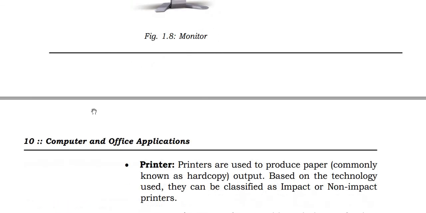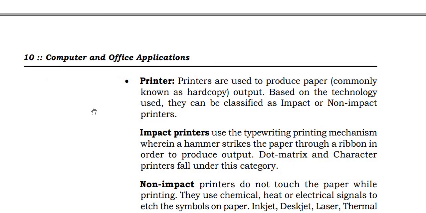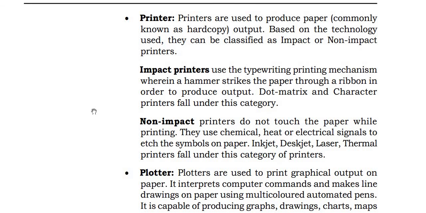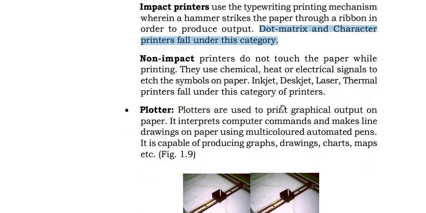Fig. 1.8, Monitor. 10. Computer and office applications. Printer. Printers are used to produce paper, commonly known as hard copy, output. Based on the technology used, they can be classified as impact or non-impact printers. Impact printers use the typewriting printing mechanism wherein a hammer strikes the paper through a ribbon in order to produce output. Dot matrix and character printers fall under this category.